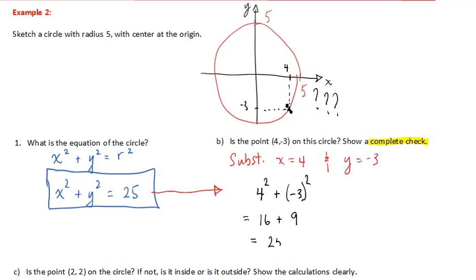25, the moment of truth. Did we get 25? We did. Okay, so what does that mean? The point is located where? On the circle. Check mark. Therefore, (4, -3) is on the circle.